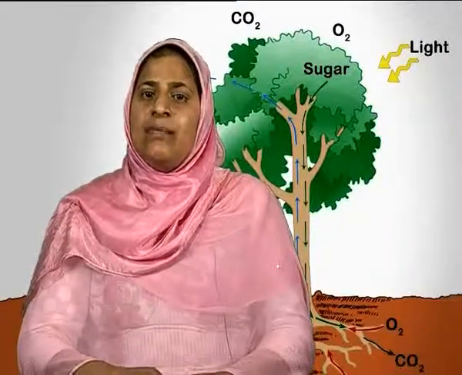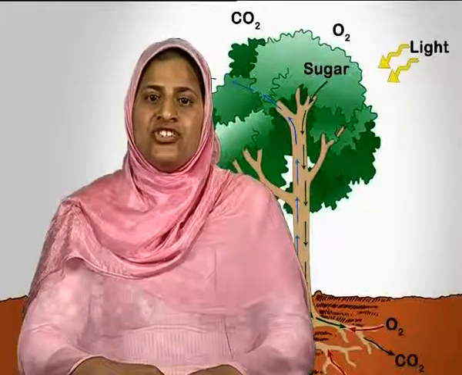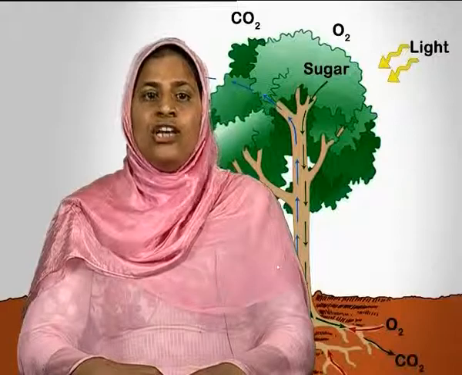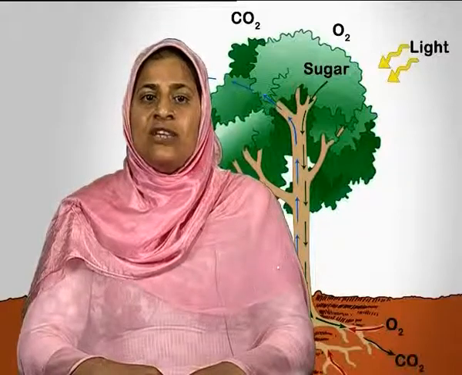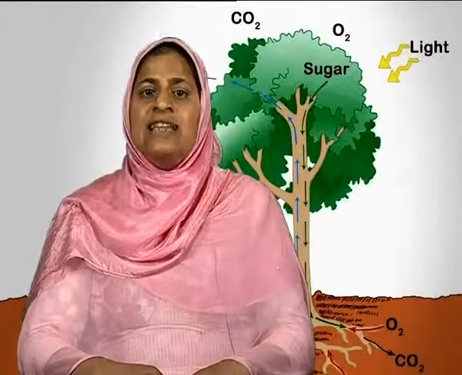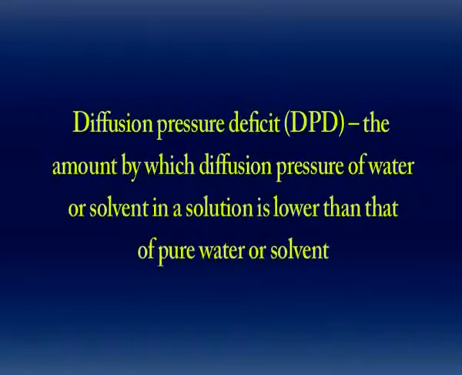Now, let us talk about diffusion pressure deficit. Each liquid has a specific diffusion pressure. Pure water or pure solvent has the maximum diffusion pressure. If some solute is dissolved in it, the water or solvent in the resulting solution attains less diffusion pressure than that of pure water or pure solvent. The amount by which the diffusion pressure of water or solvent in a solution is lower than that of pure water or solvent is known as diffusion pressure deficit.